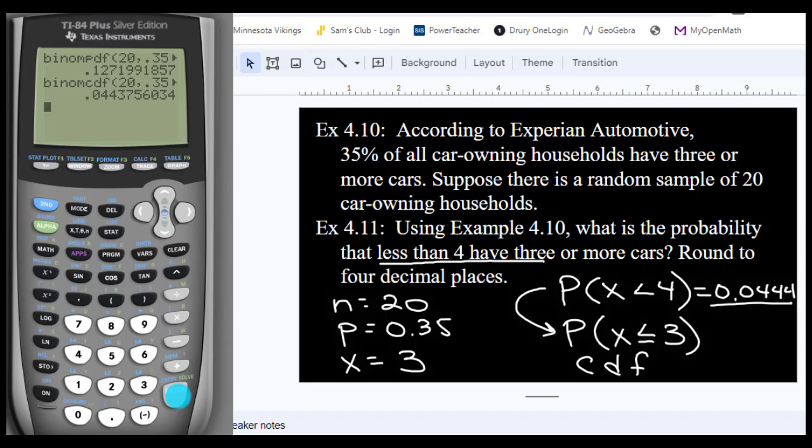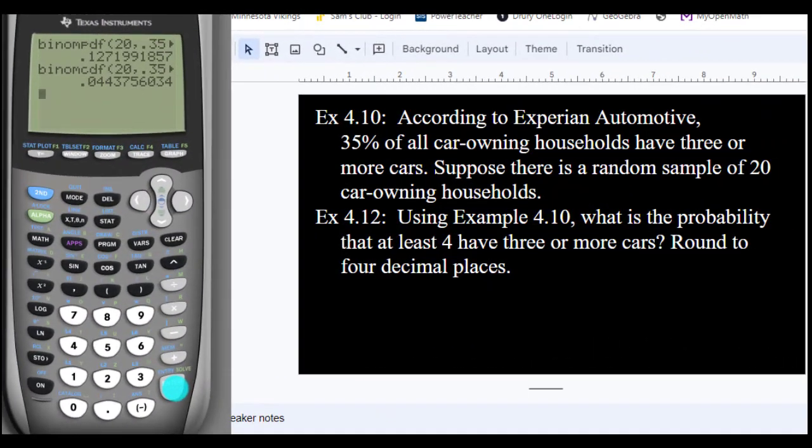And that is our probability for example 411. For example 412, using example 410 again, what is the probability that at least 4 have 3 or more cars? So I'm going to write this out. This is the probability that at least 4, which means X is greater than or equal to 4. Now, we don't have a way of doing the probability of X being greater than or equal to a number. We only have that less than or equal to.